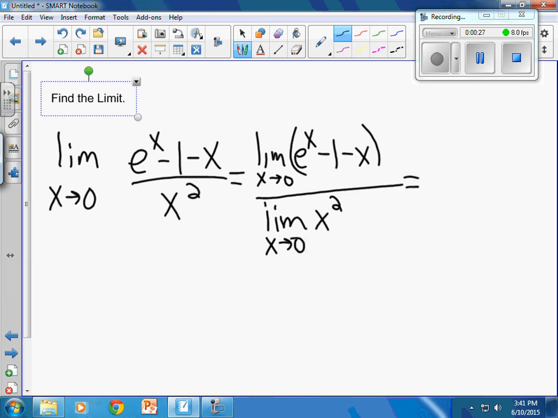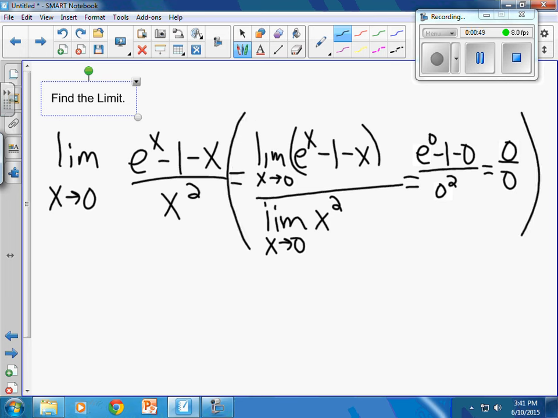Both the numerator and denominator are continuous functions, so we can calculate their limits by substituting in 0. So 0 minus 1 minus 0 divided by 0 squared. e to the 0 is 1. 1 minus 1 is 0. And 0 squared is also 0. So we end up with the indeterminate form 0 divided by 0. That tells us that the quotient rule fails.